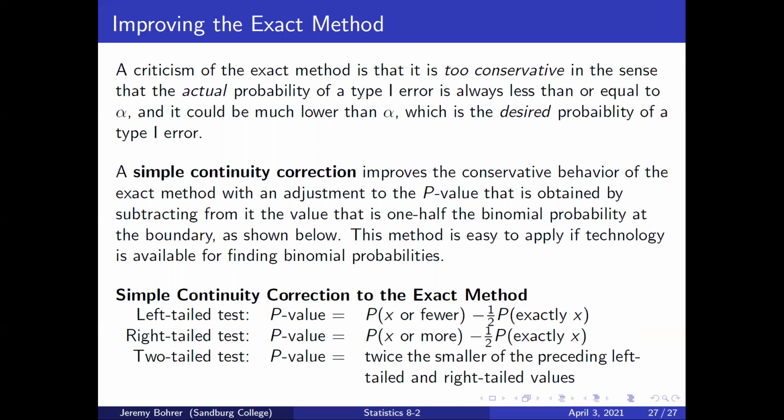Simple continuity correction to the exact method. In the left-tailed test, the p-value is equal to the probability of x or fewer minus 1/2 times the probability of exactly x. In the right-tailed test, the p-value is equal to the probability of x or more minus 1/2 the probability of exactly x. And in the two-tailed test, the p-value is equal to twice the smaller of the preceding left-tailed and right-tailed values.